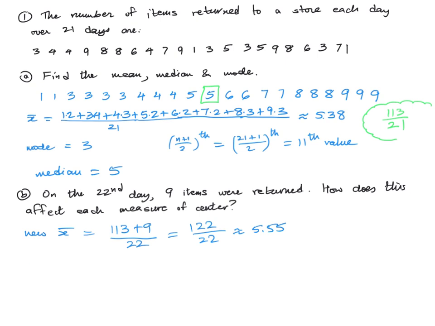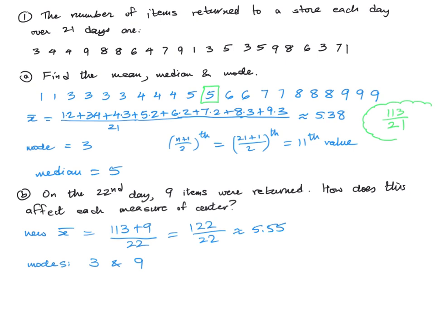So let's do the mode next. So the mode, well, what happened was the mode used to be 3 because there were 4 3s, but now there will also be 4 9s because we just included an extra 9. So the modes now are 3 and 9.